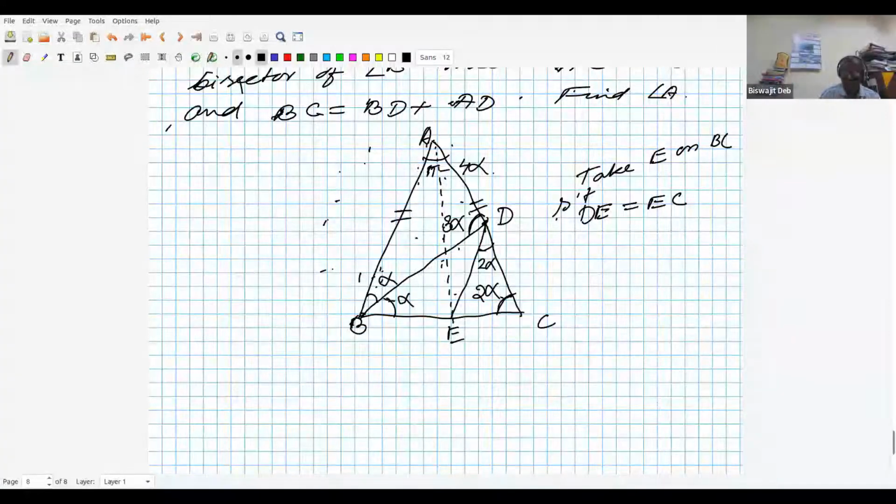Okay. Then what can we say about this angle? This is going to be 180 minus 5 alpha. So if it is 180 minus 5 alpha, then this angle is going to be 4 alpha. Okay, this angle is going to be 4 alpha.